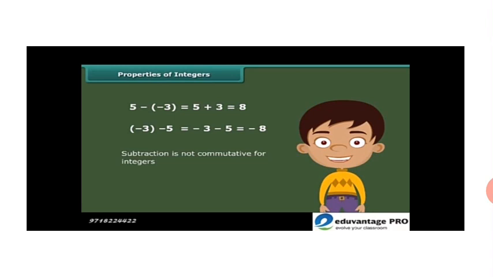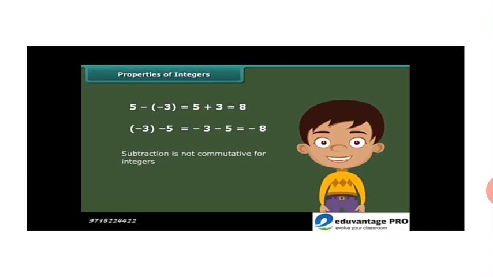Now the next condition is addition over subtraction. First the number is 5. 5 represents a positive integer, minus 3 represents a negative integer. Then we need to multiply the minus sign. You know very well I have taught that minus into minus is plus. So 5 plus 3 is equal to 8. 5 represents a positive integer plus 3 a positive integer, and the answer exists as a positive integer.